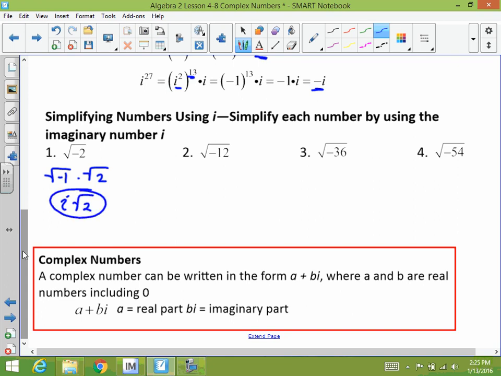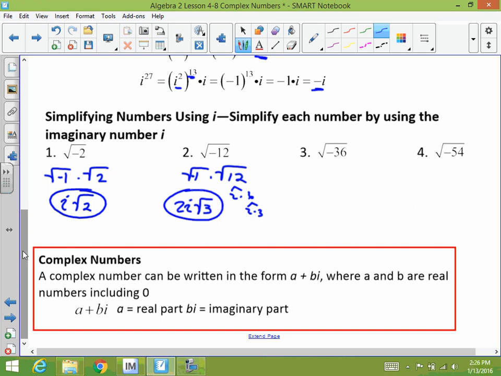Okay? The square root of negative 12 becomes the square root of negative 1 times the square root of 12. 12 breaks down to 2 times 6, which is 2 times 3, so that would be 2 square roots of 3. Excuse me, negative 1. Negative 1 becomes i, so you have 2 times i square roots of 3.